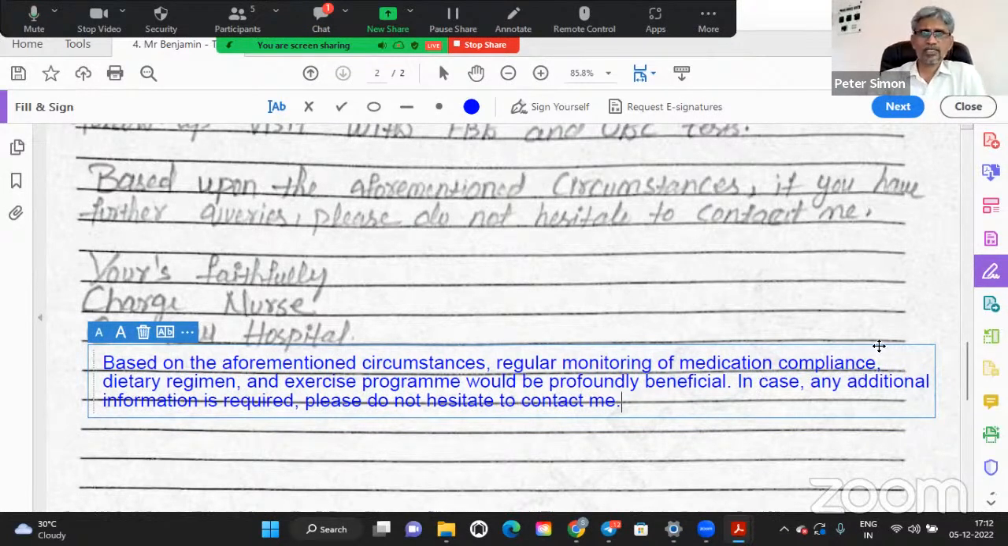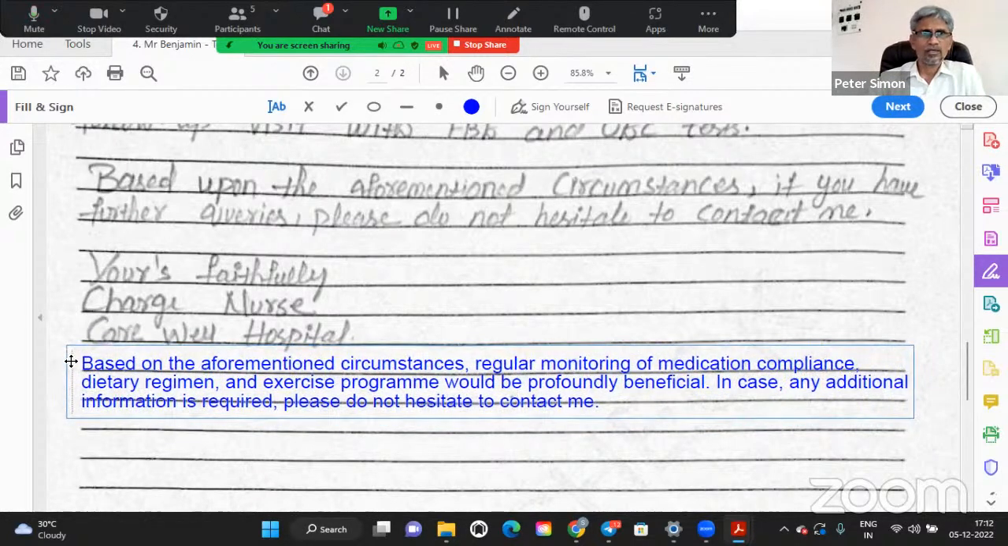Based on the aforementioned circumstances, regular monitoring of medication compliance, dietary regimen, and exercise program would be profoundly beneficial. In case any additional information is required, please do not hesitate to contact me. That's it.